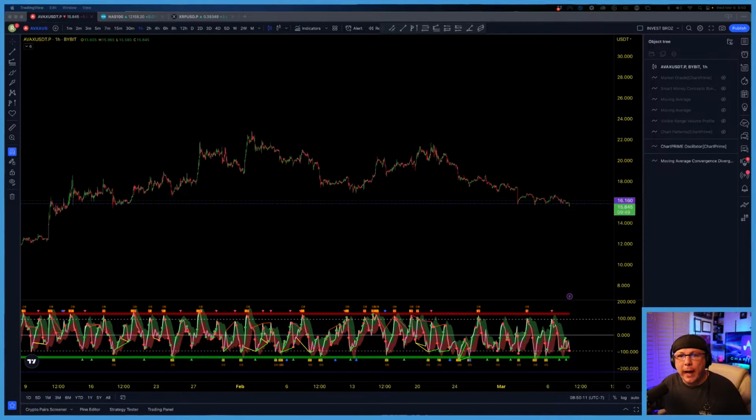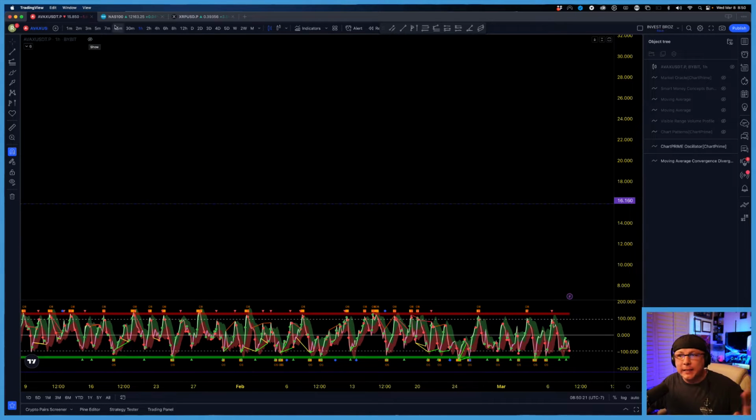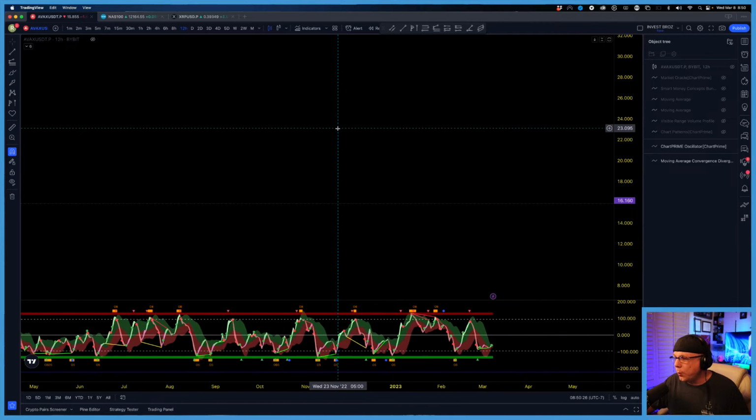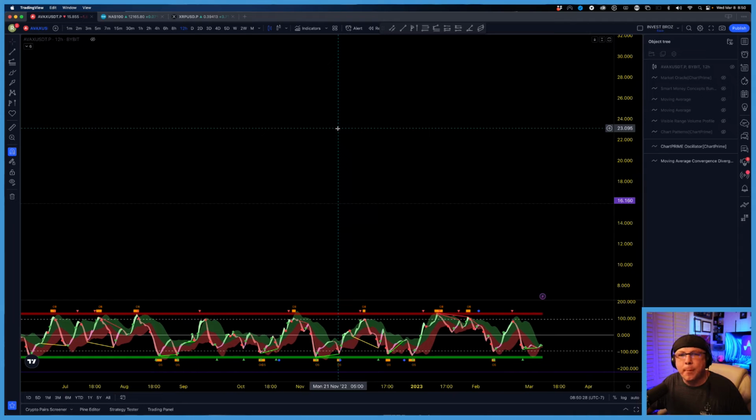Check this out. We're going to be taking a look at Avalanche today, AVAX. Right now it's on a 1 hour, but when I go to do this TA, I'm going to be showing this trick and this tool on a 12-hour candle. First off, I'm going to go ahead and hide these candlesticks. I will not be able to see the price action.